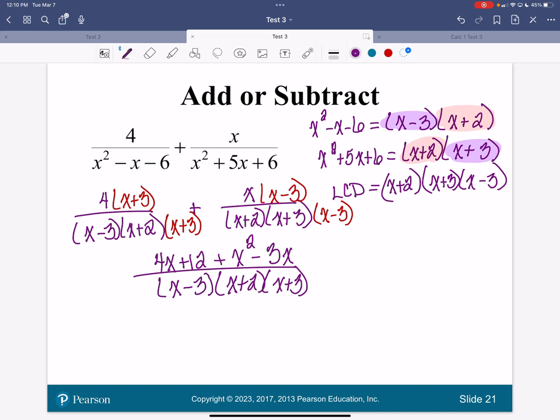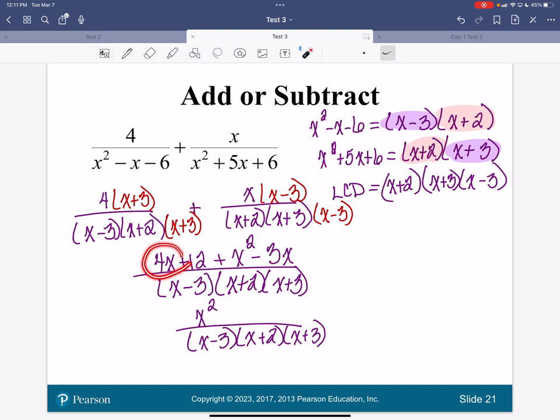Okay, I've got one more step. I'm going to leave my denominator. Okay, x squared. Then I've got 4x minus 3x. What is that? 1x, good. And then I've got plus 12.